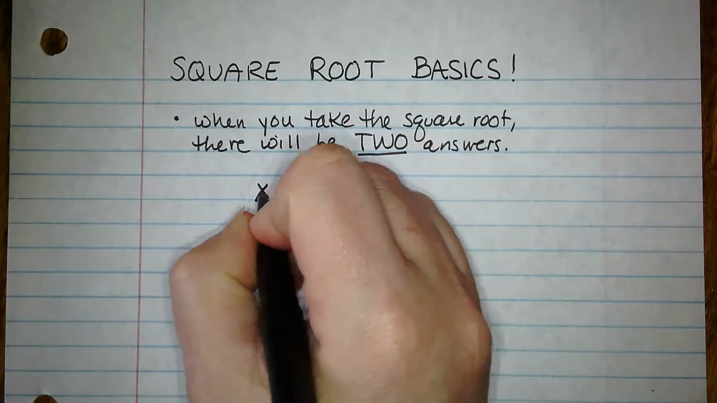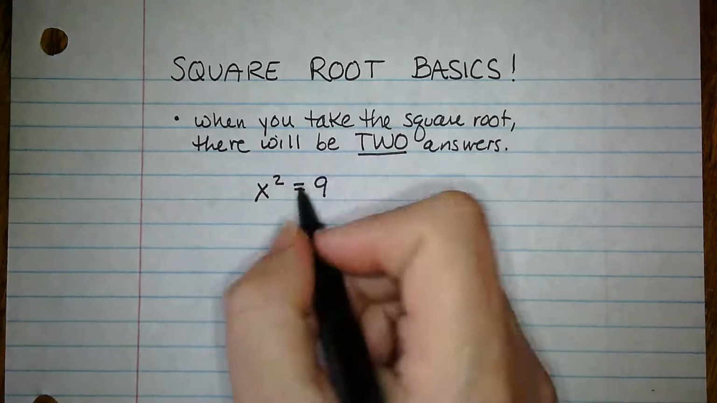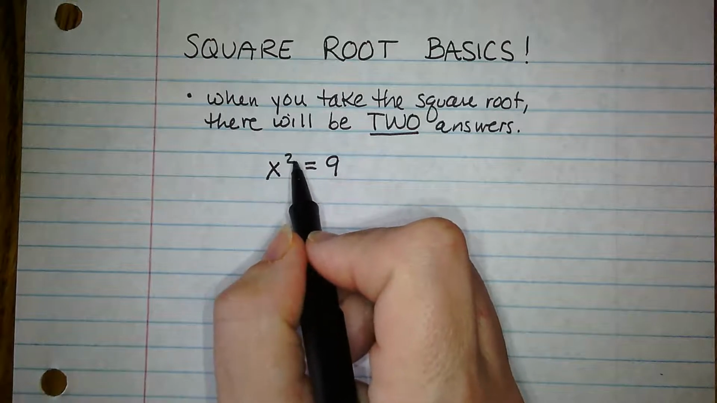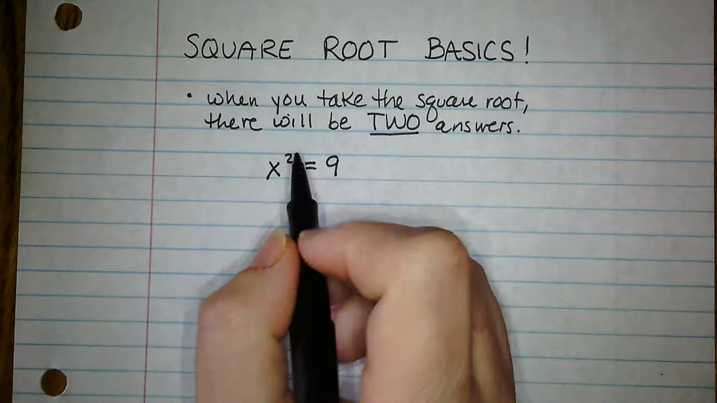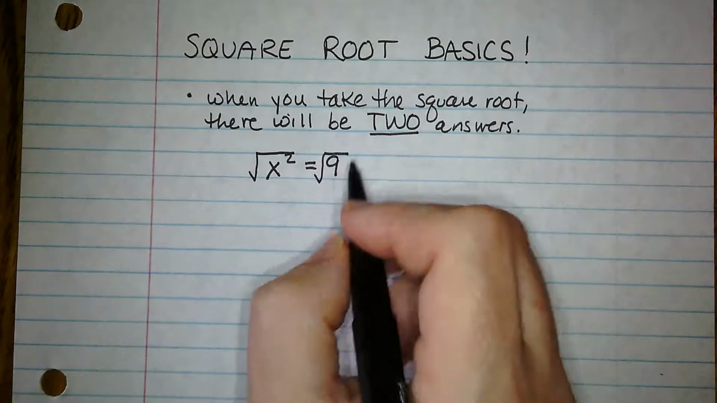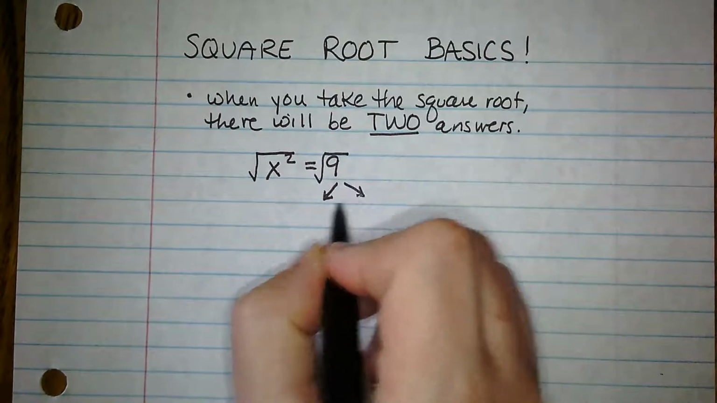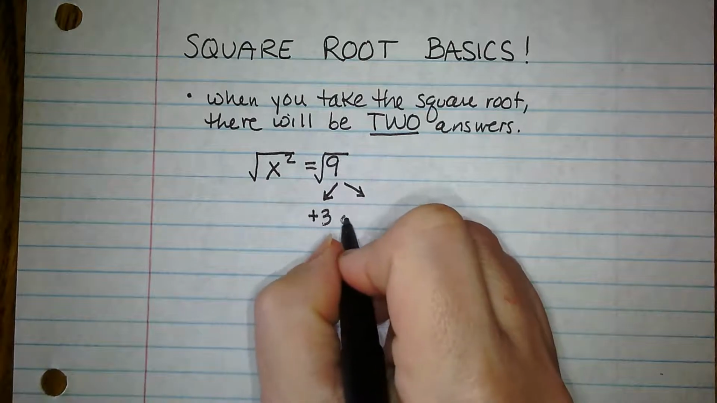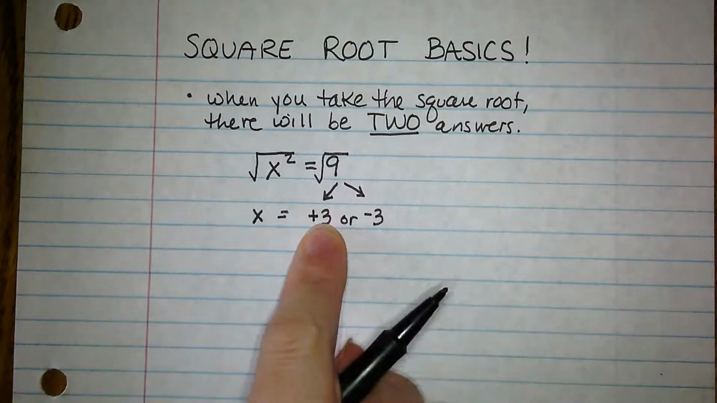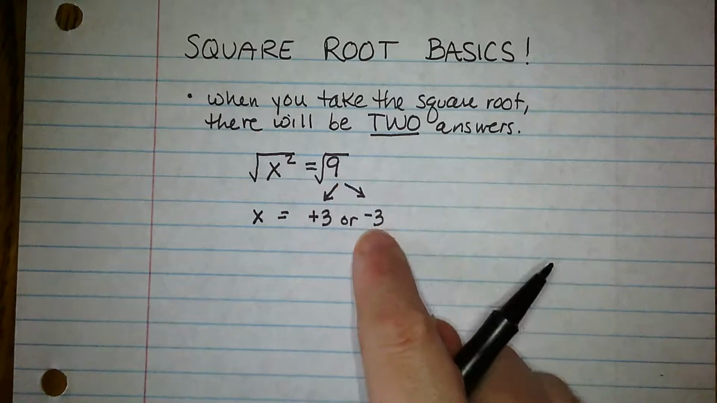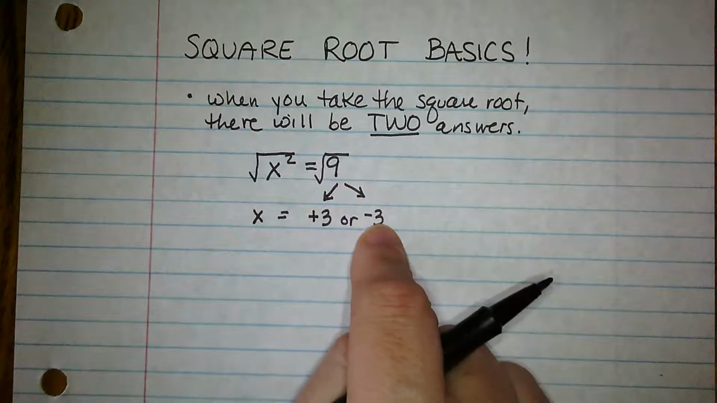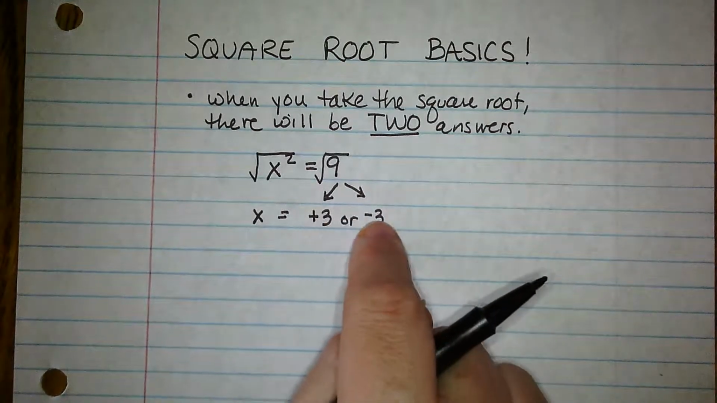For instance, if I had x squared equals 9, I'm going to get x by itself by removing the squared term. The opposite or the inverse operation of a square is a square root. So when you take the square root of both sides, what happens is this bursts into two separate answers. You're either going to get a plus 3 or you're going to get a minus 3 because positive 3 times positive 3 gives you positive 9, and negative 3 times negative 3 gives you positive 9. So both of those work. So you end up with two answers. So you have to do the plus or minus.